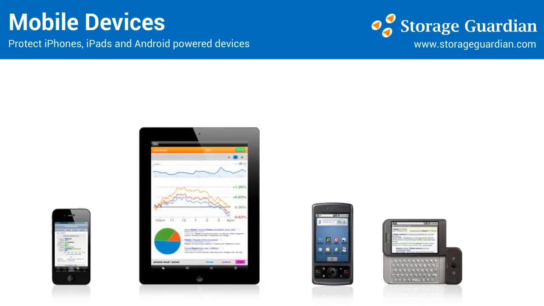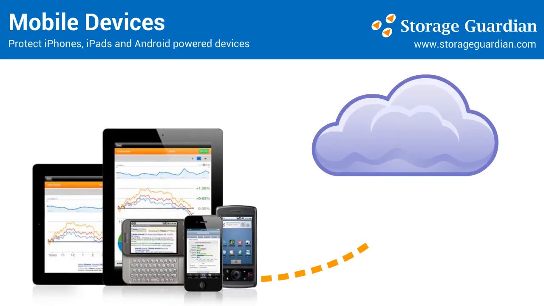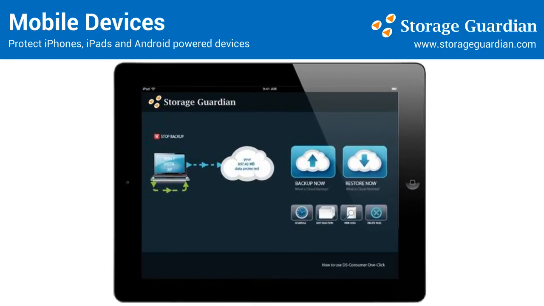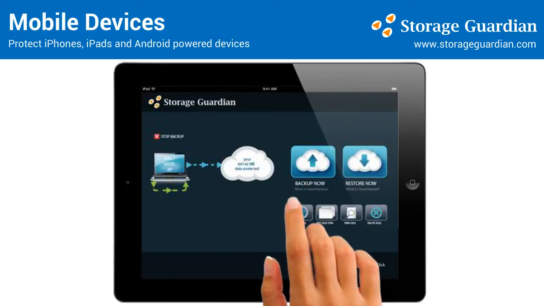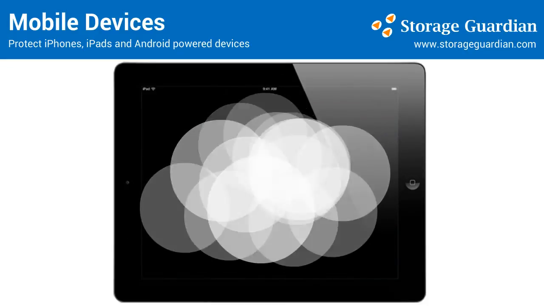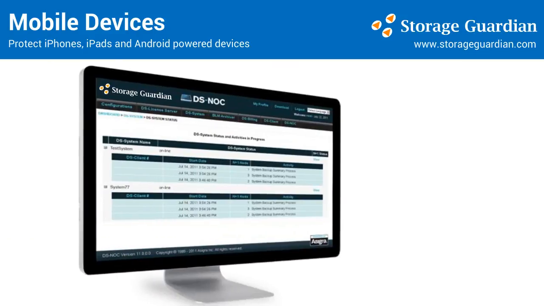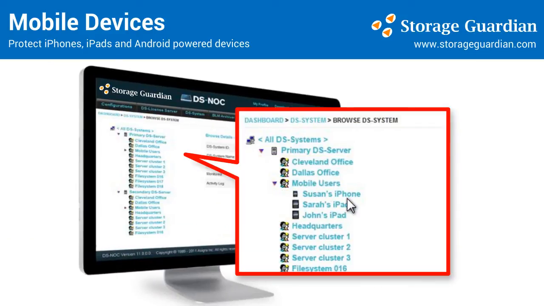If your staff conducts business on their mobile devices, they can protect this mobile data easily by backing it up to Storage Guardian. Our mobile apps transfer the data securely and using as little bandwidth as possible. And we support iPhones, iPads, and Android-powered devices. Users can schedule their backups to run at certain times, or they can run a backup instantly at the touch of a button. If a device loses data or needs to be replaced, restoring the data is very easy. As an administrator, you'll be able to monitor everyone's usage through your own private web portal.